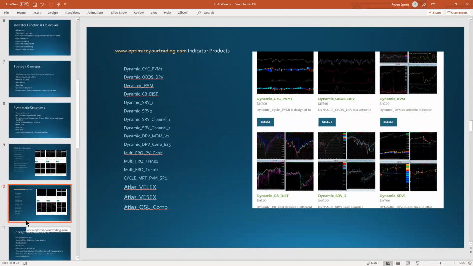So here are some of the indicator products that we have. Dynamic Site PV1. We tried to make it a little self-explanatory when you're looking at the concept, but we also offer an explanation on the site as to what each indicator is, the function that it serves, and the versatility that it offers.